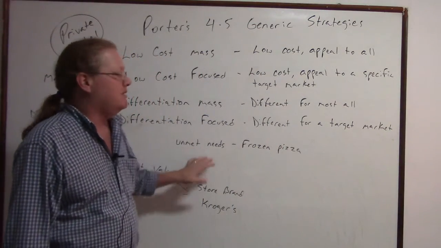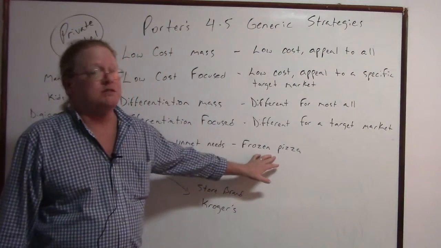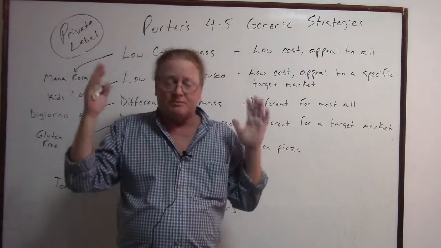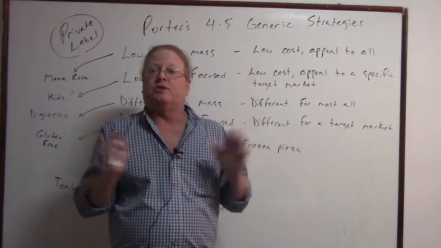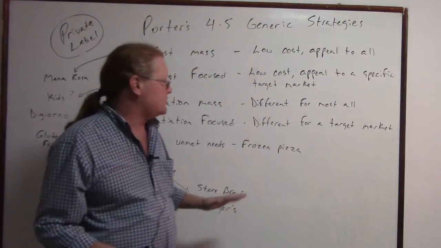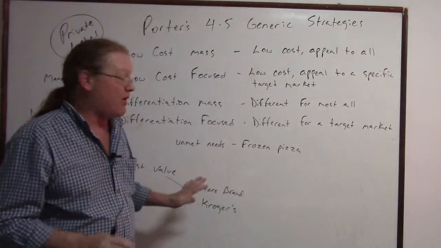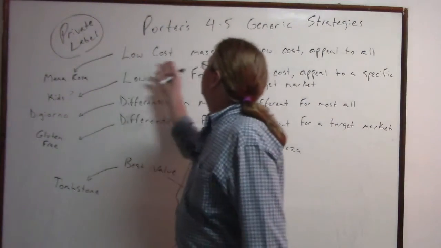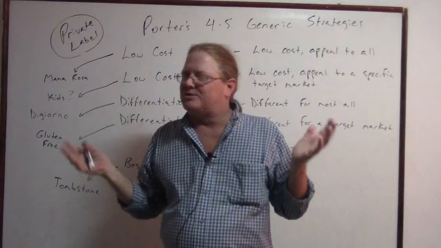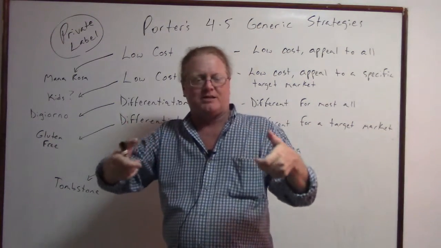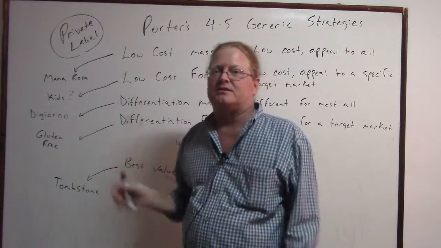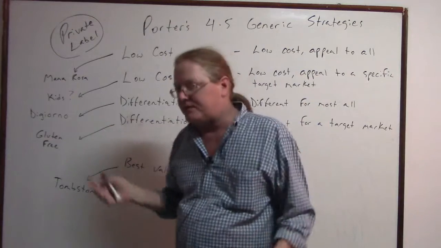So the unmet need in this case would be frozen pizza. So we could go look at private label companies, and I've seen one, it's been a few years, and that's what they do. They make millions of pizzas under different brand names. If we look at what's on the market currently, for our low-cost mass, I think of Mama Rosa pizzas. It's just a pizza, and I remember in the States it would be 2 big ones maybe for 5 bucks. It's low cost and it's mass. It's just for everybody who wants a cheap pizza.